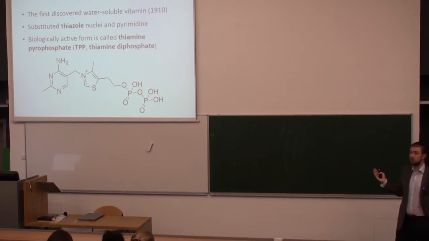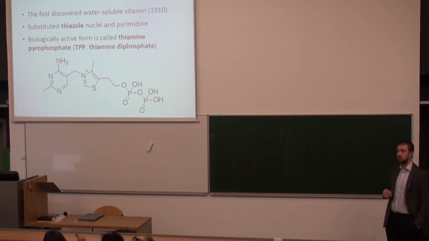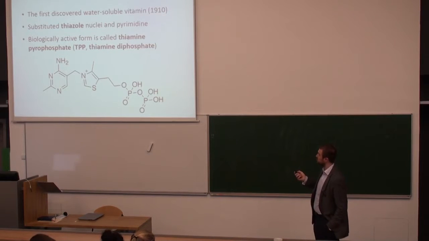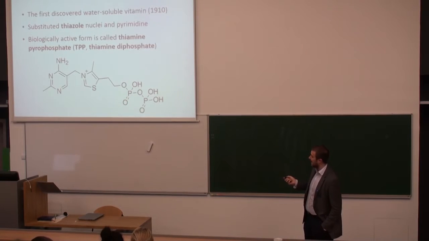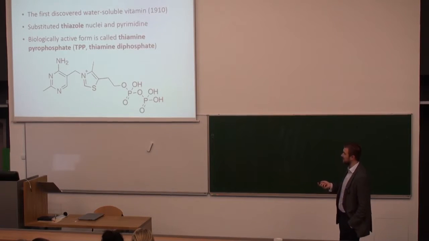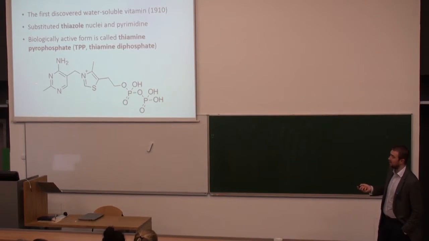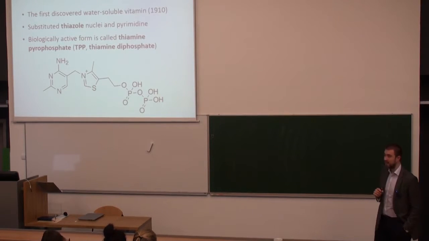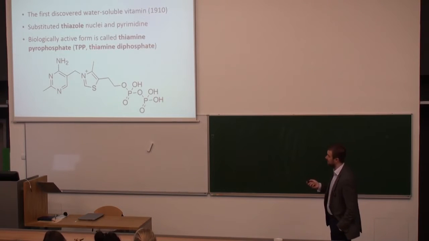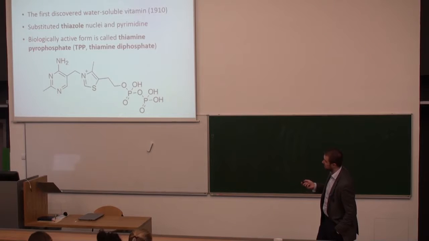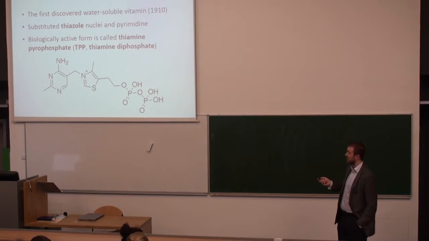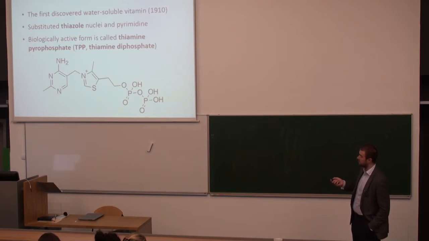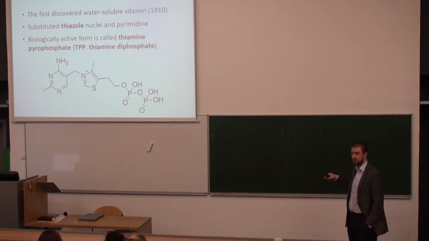The first discovered water-soluble vitamin, therefore vitamin B1, is called thiamine. As you see, quite a long time ago, more than 100 years. And here you can see the active enzyme cofactor that we call thiamine pyrophosphate. In metabolism, you can also see it in the name thiamine diphosphate, since you know that pyro is the same as di, or in abbreviation TPP. That means thiamine pyrophosphate, or TDP as thiamine diphosphate.